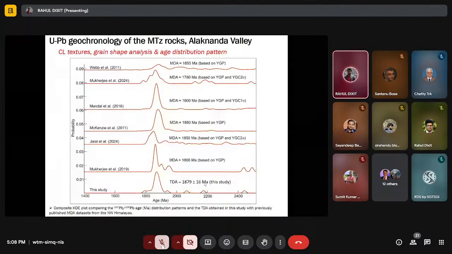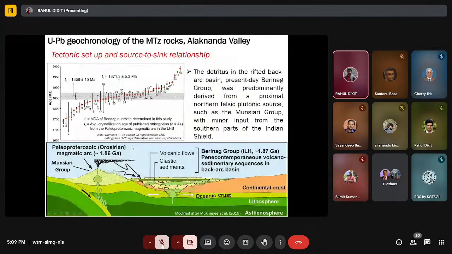We compare the results that we got in our study, the true depositional age of 1879 ± 16 Ma of the quartzite, with the previously published data, and it came out to be well in accordance with all the published data. Based on that, we say that the detritus in the rifted back arc basin, which is the present-day Berinag group, was predominantly derived from a proximal northern felsic plutonic source, such as the Munsiari group, with minor input from the southern parts of the Indian shield.